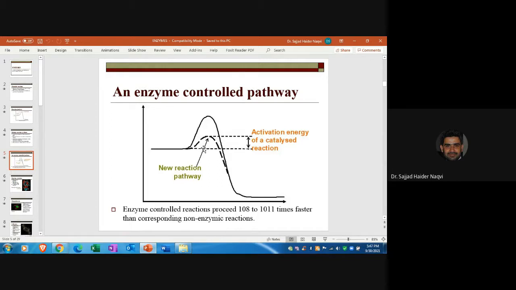So that's how the enzyme model works: it reduces the activation energy requirement, and thereby enhances the speed of the reaction. Enzyme-controlled reactions normally proceed 10^8 to 10^11 times faster than the corresponding non-enzymatic reactions. As I said, in biological reactions we cannot achieve this faster speed by just changing the temperature, because that's not possible in a biological system. But enzymes can do that, and they can enhance the speed of the reaction many folds.